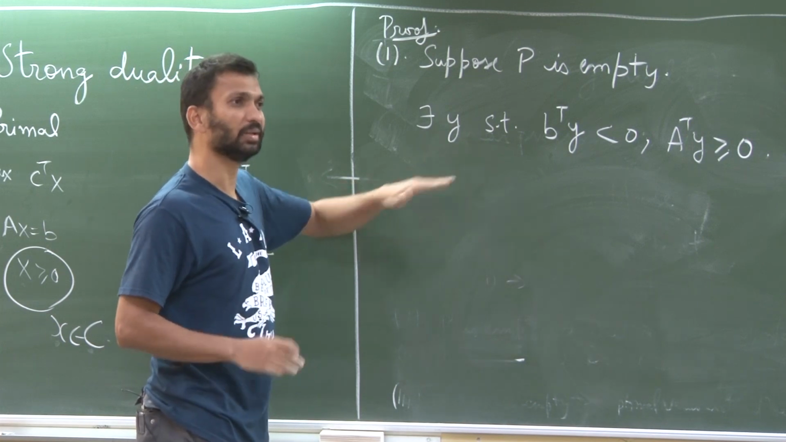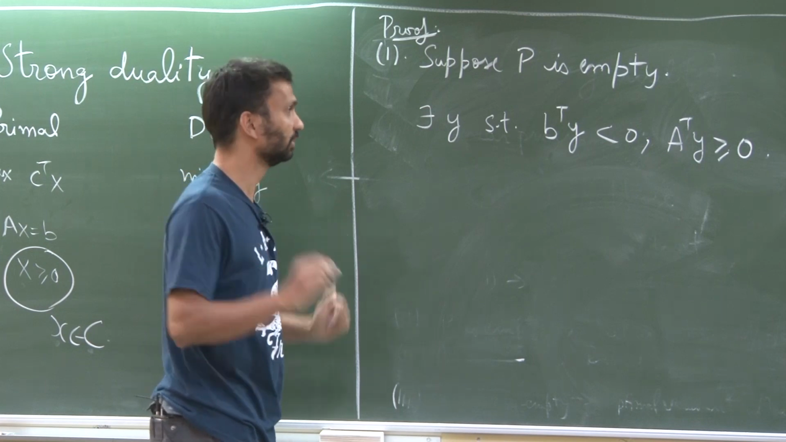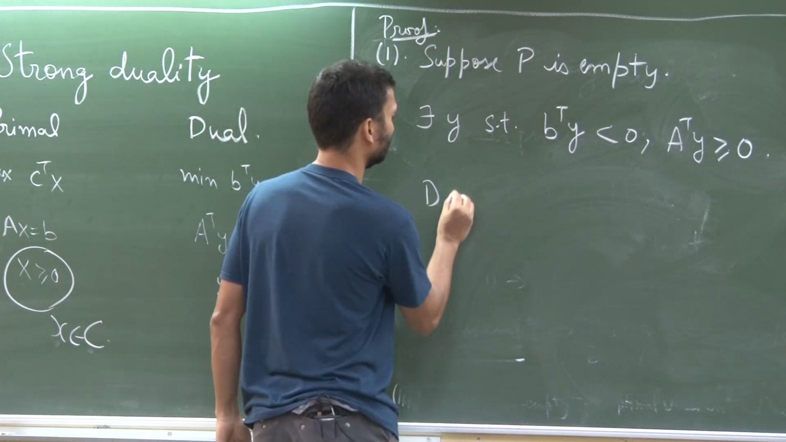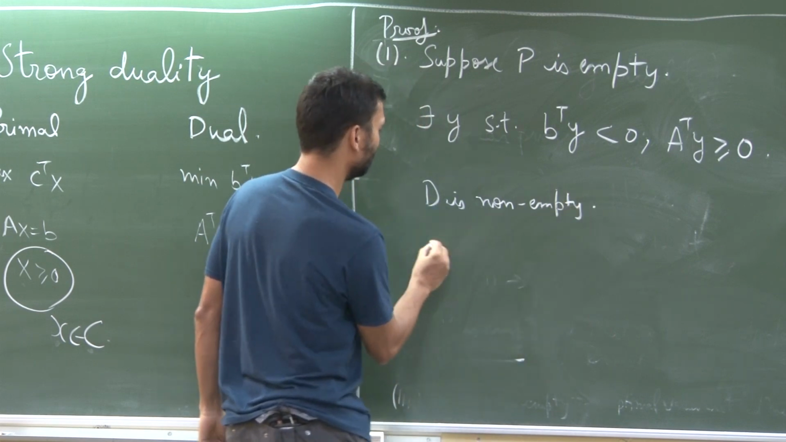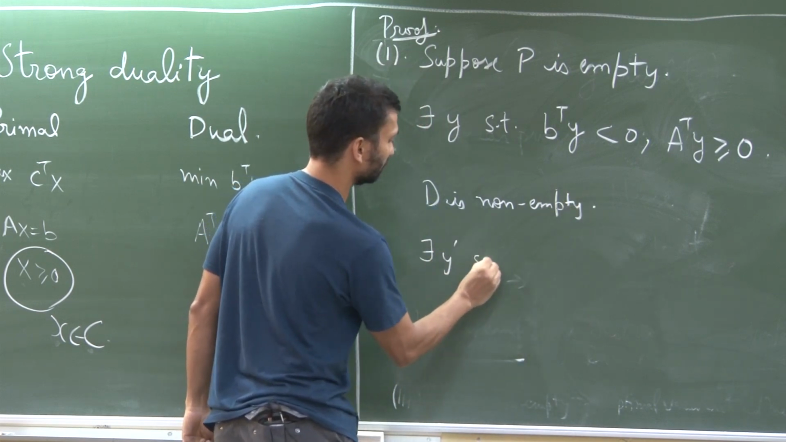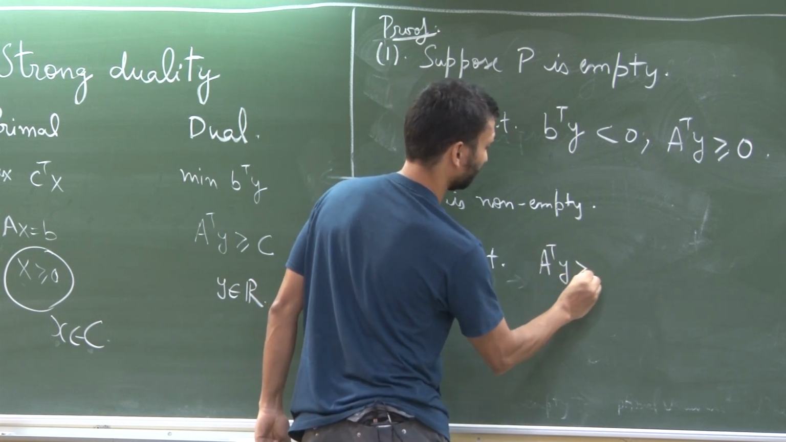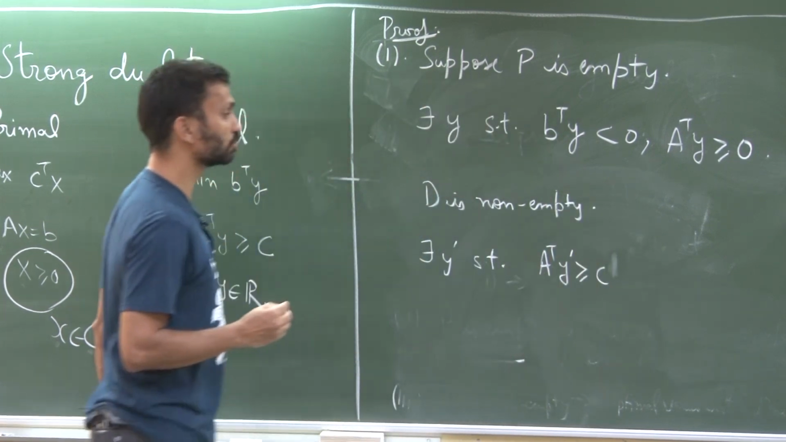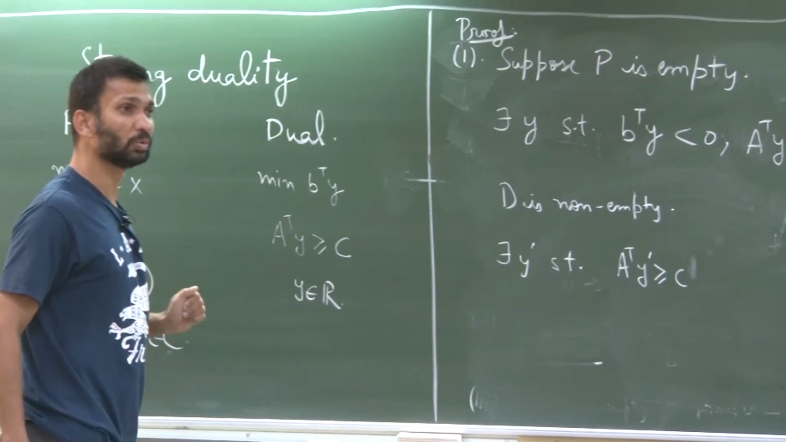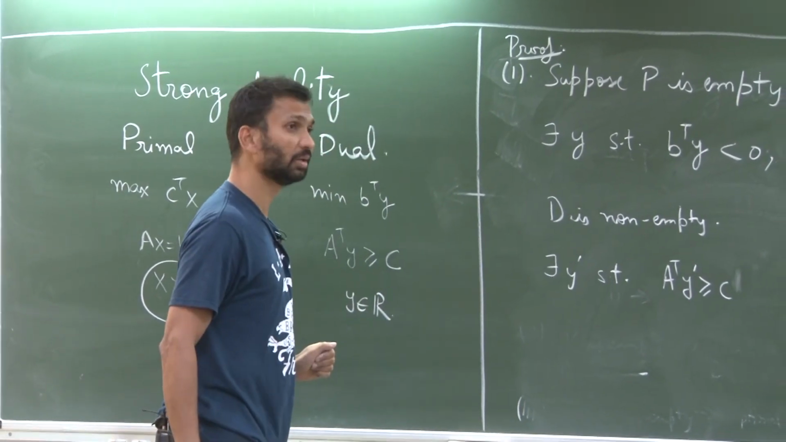If D is empty, there is nothing to prove. Both of them are empty, we never said anything. But suppose D is non-empty. That means there exists a y prime such that A transpose y prime is greater than or equal to C, right?